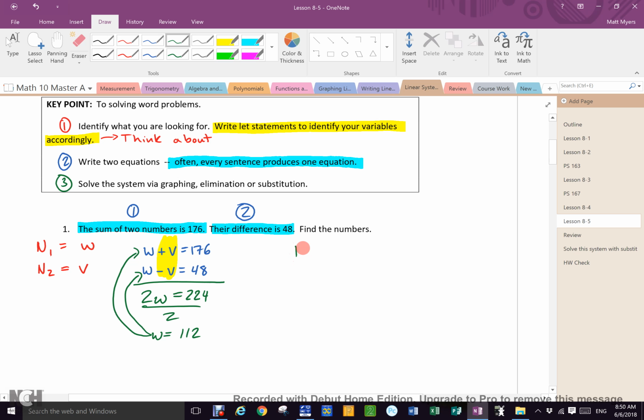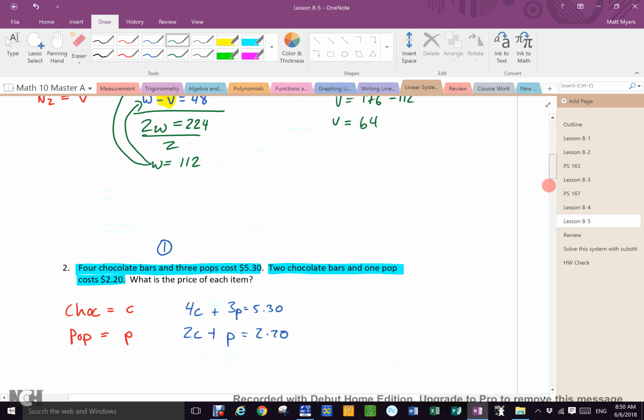So let's do that. 112 plus V equals 176. So V equals 176 minus 112, which is what? 64. So what are my two numbers? 64 and 112. Everybody good? Do that down here.